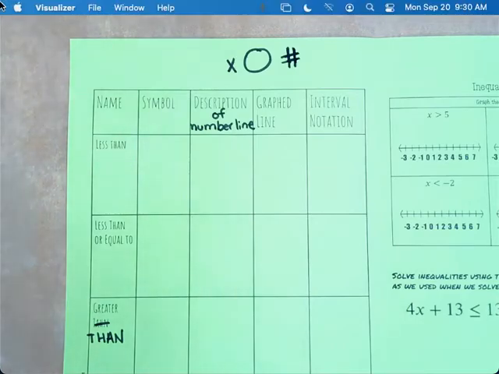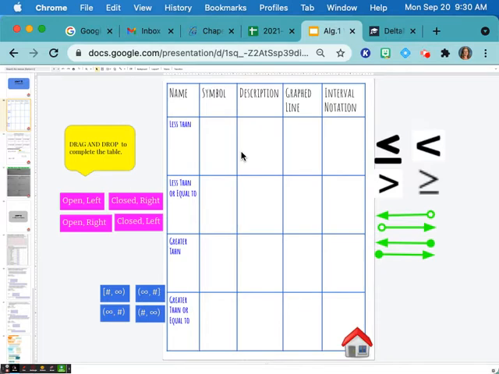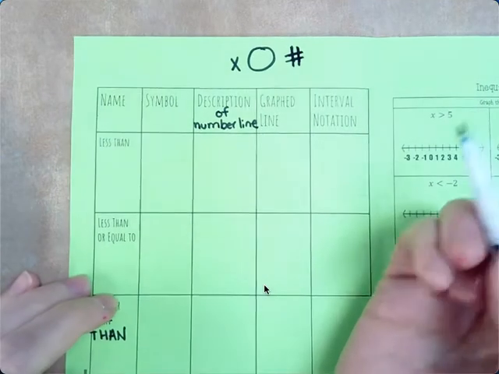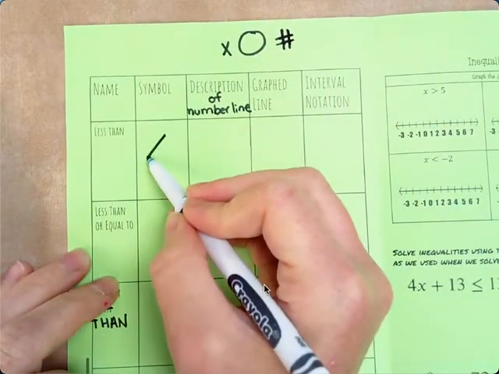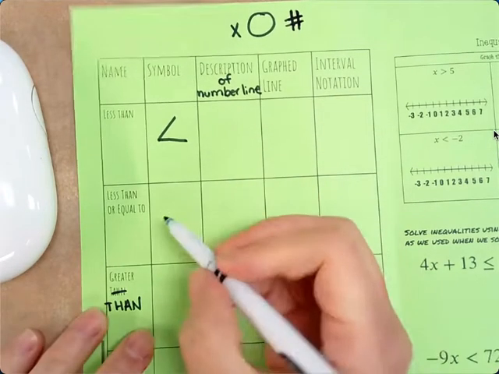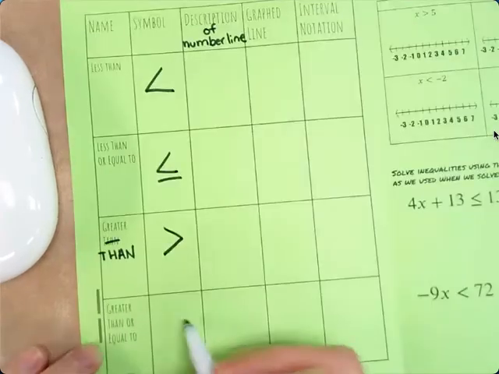So this was an interactive slide in your Google Slides in your digital notebook, but I'm going to let y'all do it on paper. That way we can refer back to it as we're doing assignments. So the first one is symbol. So let's put the symbol on our paper. So we have less than. Less than, equal to, greater than, equal to.